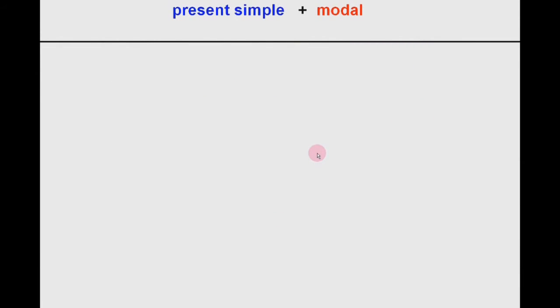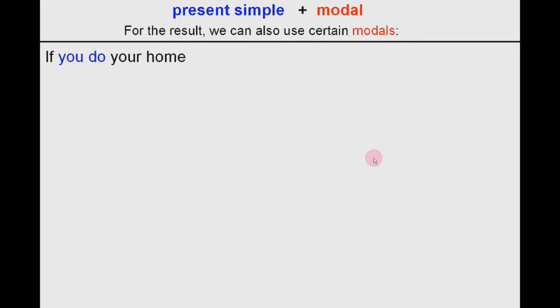And we can also use the present simple followed by a modal for the result. This is slightly more advanced. This is quite advanced English. So for the result, we can also use certain modals. If you do your homework, you may watch television. So this is the modal, may. And you see it's followed by the base form of the verb.